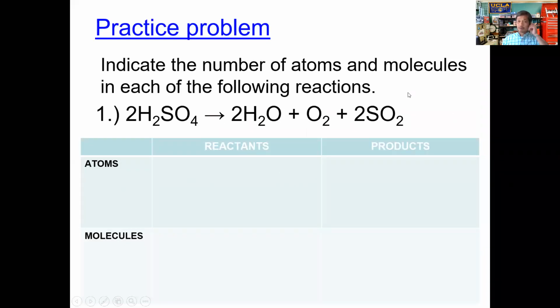I'm sorry, let's do moles first. Before we go on, let's count moles. I forgot about that. So instead of just counting individual molecules, now let's count moles. The coefficient also tells us the number of moles of each substance in our reaction. So instead of just 2 molecules of sulfuric acid, we can have 2 moles as well.